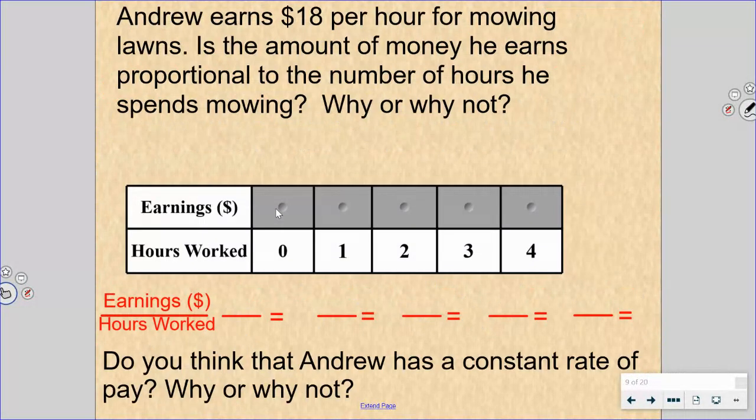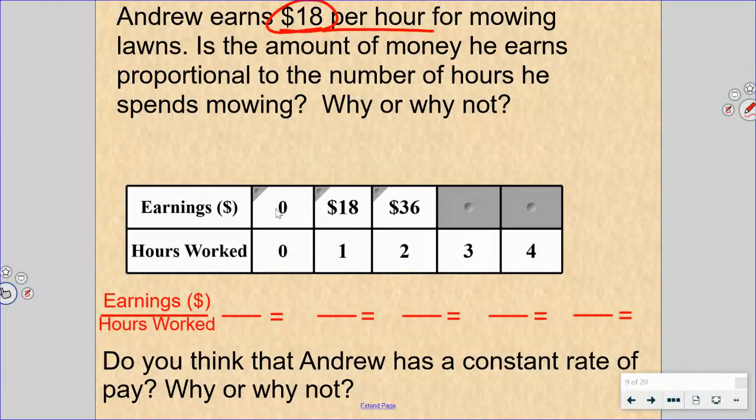This is our last example before we head into homework. Andrew earns $18 per hour for mowing lawns. Is that amount proportional comparing the number of hours he spends mowing? So, quite naturally, yeah, sure, $18 per hour, but if that's 0 hours, 0 times 18 is, you guessed it, 0. 1 hour of mowing would be $18. Go ahead and pause the video, finish the table, come back when you're ready.